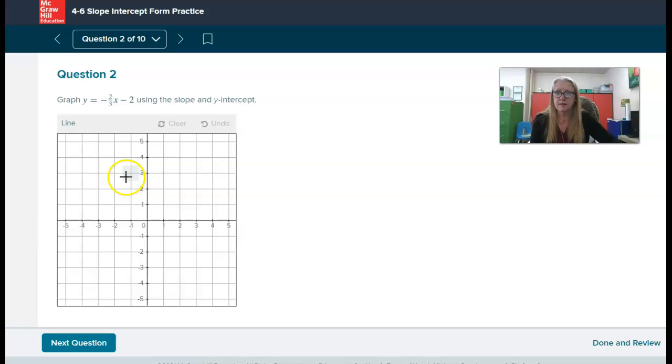Question number 2 looks like this. The y-intercept is -2, so you put your first point at -2, and now we have a slope of -2/3. If we put the negative with the top number, that would be down 2, right 3, which we can do. Down 2, right 3, put your second point there, and you've got your line.